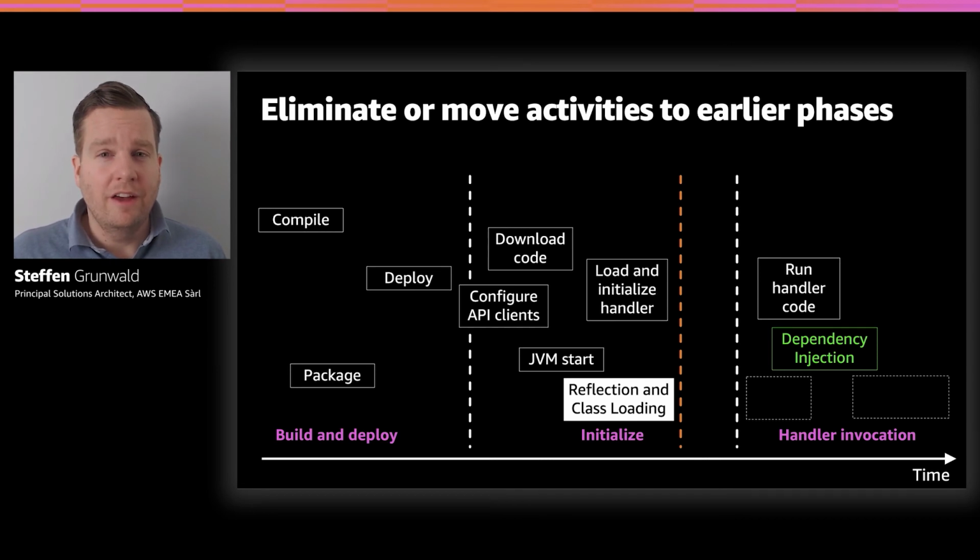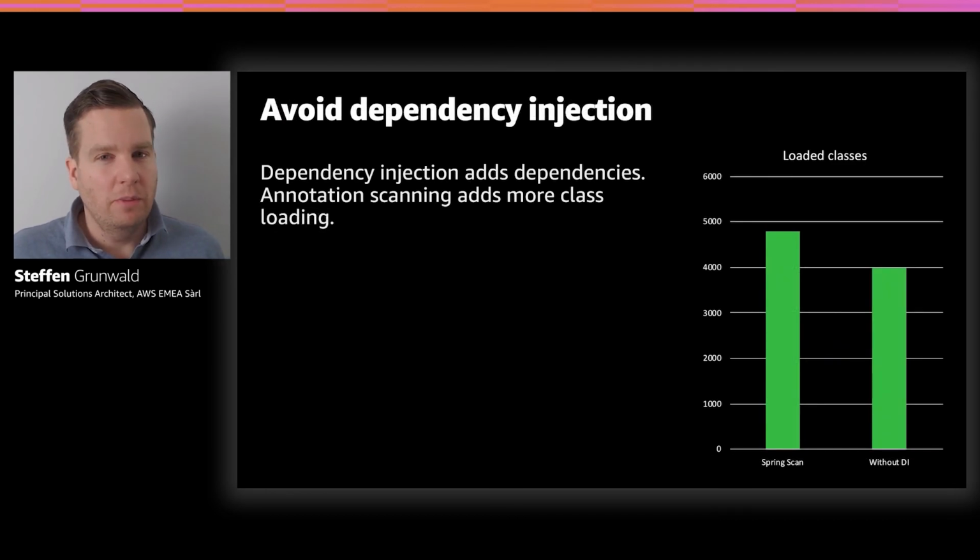Your Java application on Lambda will probably not be the next monolith. So you have a few classes, maybe 5, maybe a dozen of those. The question is, do you really need dependency injection to wire this all together? My recommendation would be don't. Because you need some dependency injection libraries to do the dependency injection. And also, if you rely on the very convenient way to discover your classes and your beans by annotation scanning, then this adds additional class loading, which is expensive.